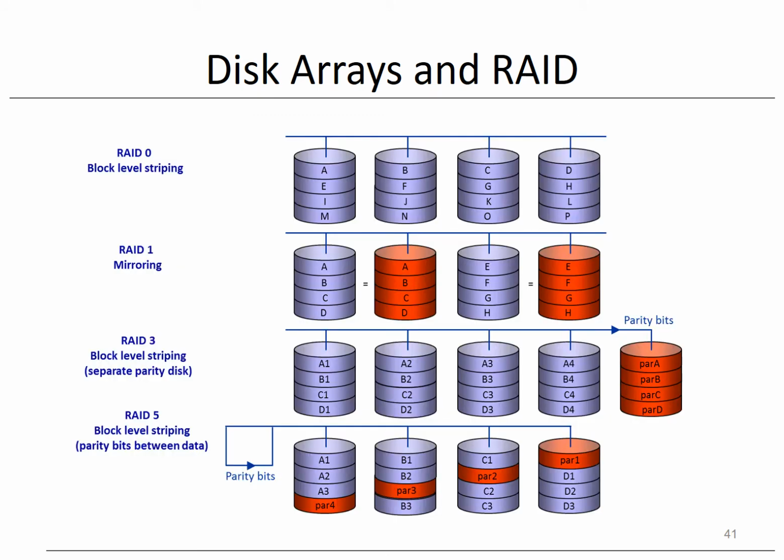Some typical RAID levels are illustrated in this figure. The letters represent blocks. The combinations of letters and numbers represent bits in a block. The colored disks or disk sections denote redundancy.